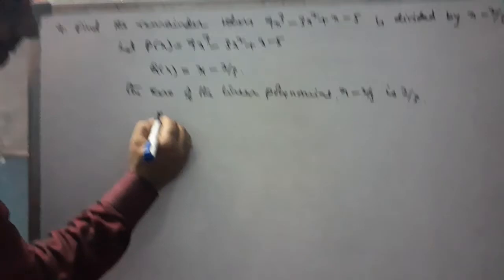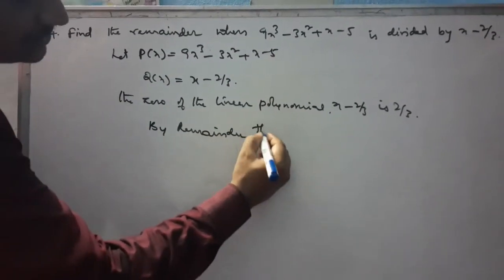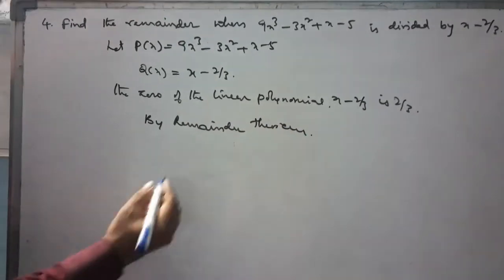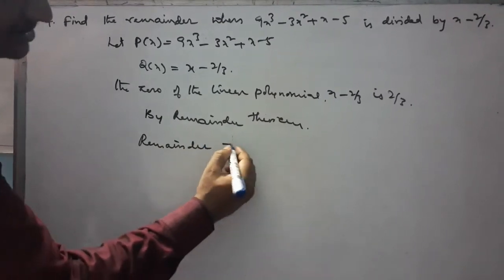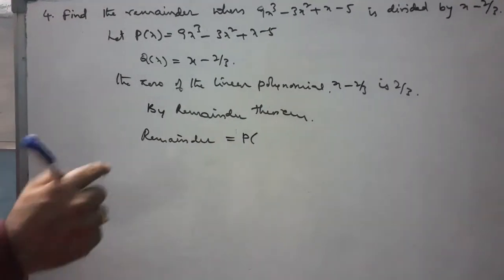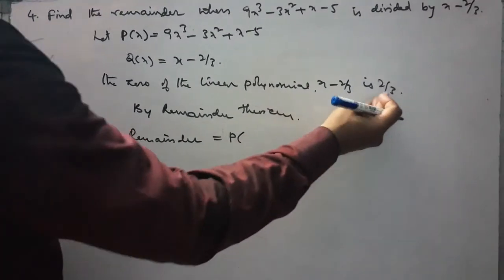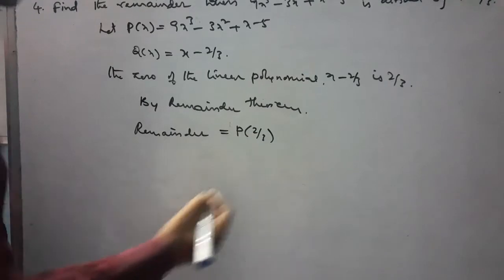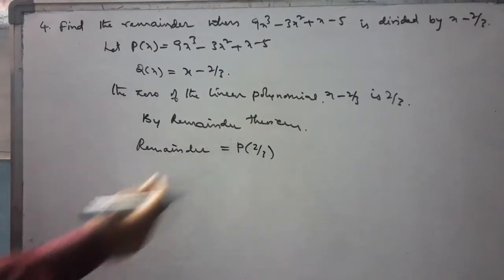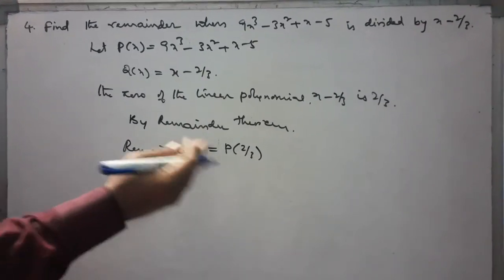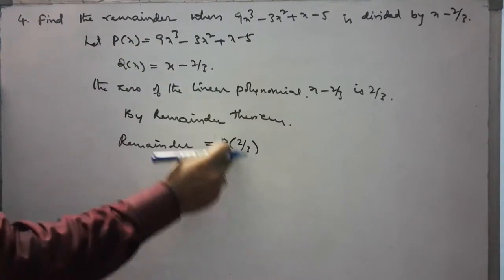So by the remainder theorem, the remainder is equal to p of a. A is the 0 of the linear polynomial. Here a is nothing but 2 by 3. So that is p of 2 by 3. How to find p of 2 by 3? Replace x by 2 by 3 in p of x. So substitute 2 by 3 in p of x.